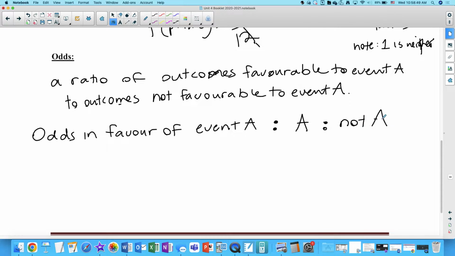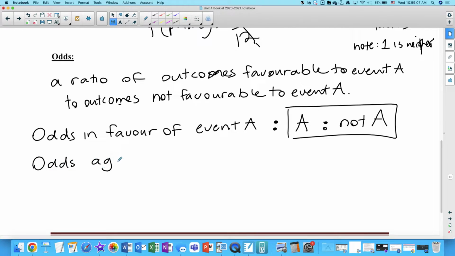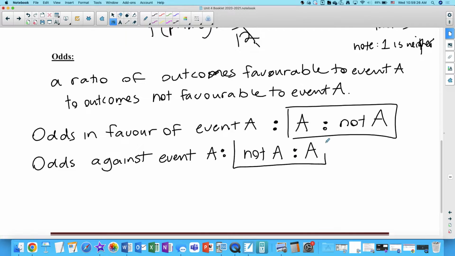Okay. The other way that you can express odds is odds against event A. And odds against event A would be the same ratio in the opposite order. So you would write not A first to A. Okay? The way that odds are different to probability is odds are something called a part-to-part ratio. So you are looking at different parts of the whole, but the total never comes into play.